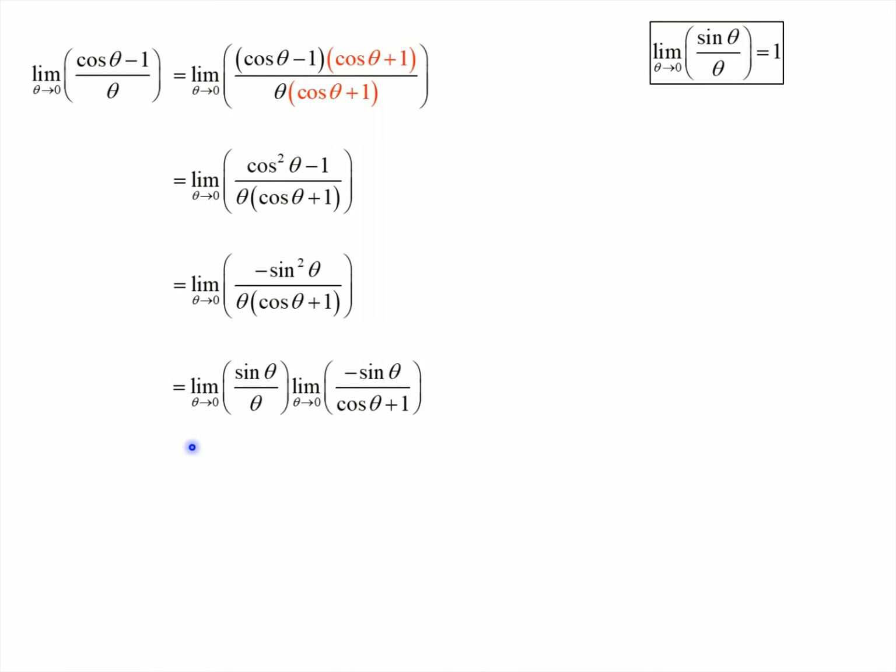And look at the first one. Look what we have here. We have our result, which should be a 1. So this first part's going to become 1. And the second part, the limit of negative sine theta over cosine theta plus 1, well, as theta goes towards 0, well, sine of 0 is 0. So you have negative 0 on the top. And on the bottom, you have cosine 0, which is 1. So you have 1 plus 1, which is 2. So you have 0 over 2 on the bottom. So this limit that we're interested in becomes 0.